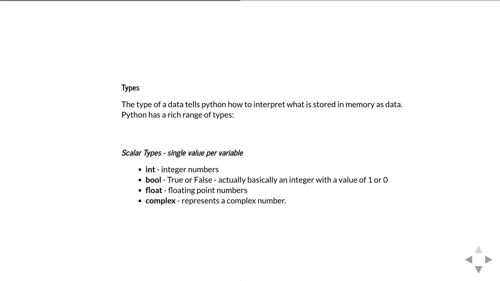Actually, the Boolean is a slightly complicated one because it's almost most like an integer, in that it tends to have a value of 1 or 0, which it uses for true and false. And that causes some problems later on.